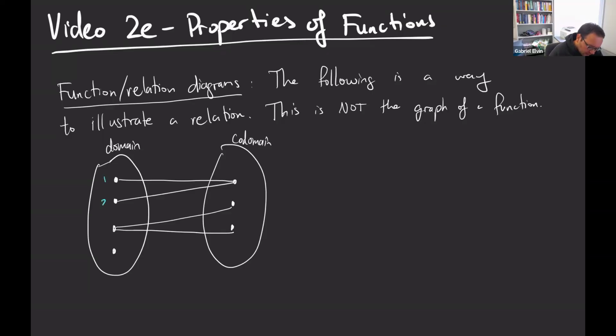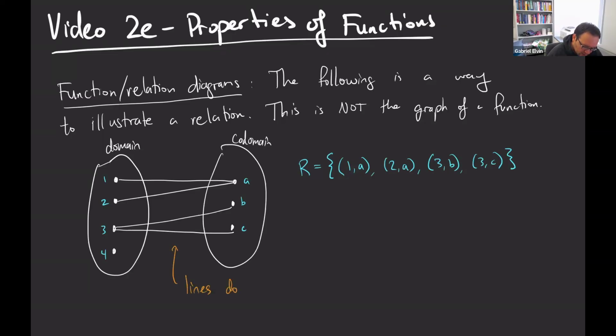If we want it to be more concrete, all right, if these are actual elements, 1, 2, 3, 4, A, B, C, then the relation here would be, well, I see a line from 1 to A, I see a line from 2 to A, I see a line from 3 to B, and from 3 to C. So the relation consists of those 4 ordered pairs. And again, these lines denote relationships, or I should say ordered pairs.